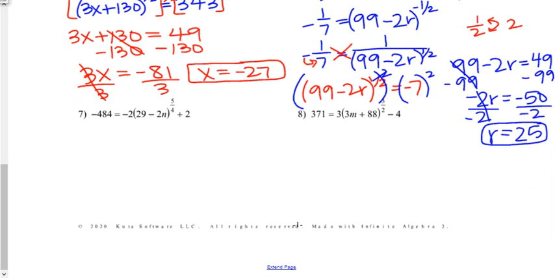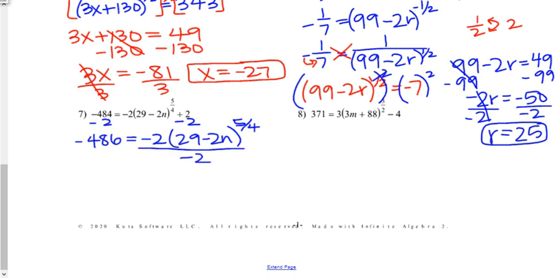All right, number 7. I'm going to subtract 2 first, so I get negative 486 equals negative 2 times (29 minus 2n) to the power of 5 over 4. Then I'm going to divide by negative 2 on both sides. And I get positive 243 equals, in parentheses, 29 minus 2n to the power of 5 over 4.